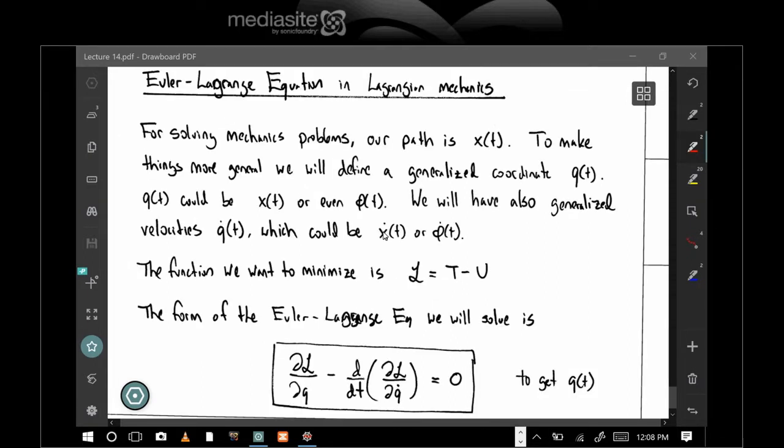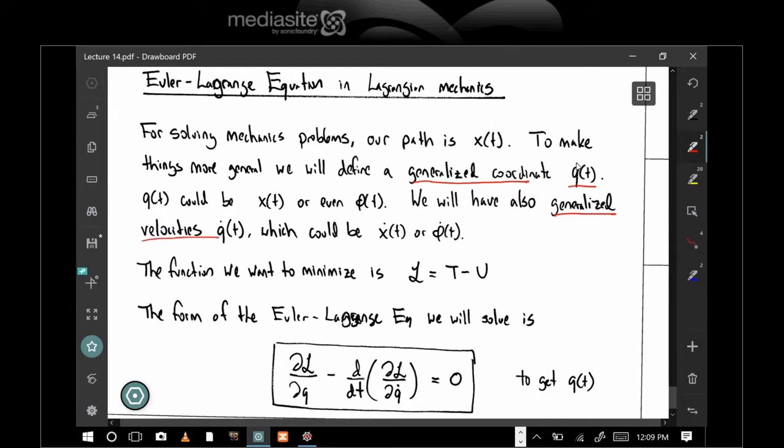From our discussions of the calculus of variations, we're going to solve not for a path X as a function of time. We're going to consider what I call a generalized coordinate. A generalized coordinate is a general path. I'm going to call that q(t), and q(t) might, in general, be x, y, z. It could even be an angle. Associated with that q(t) are generalized velocities, the q dots.